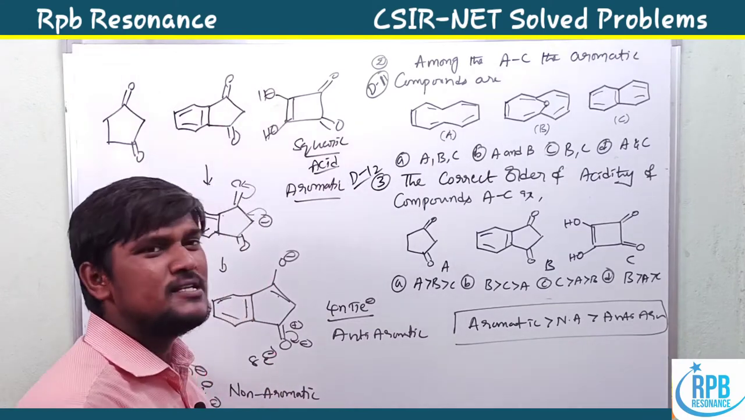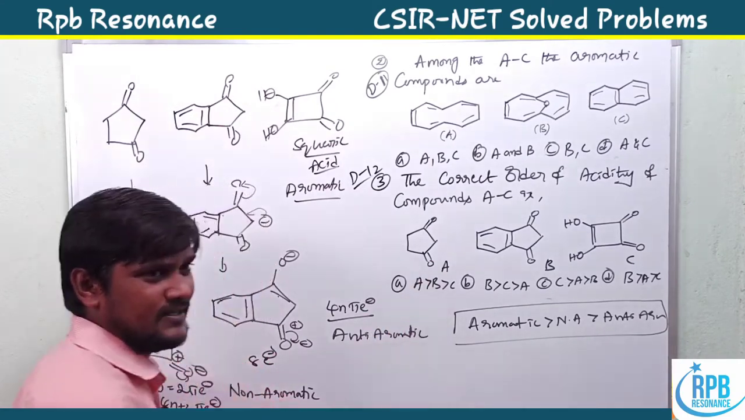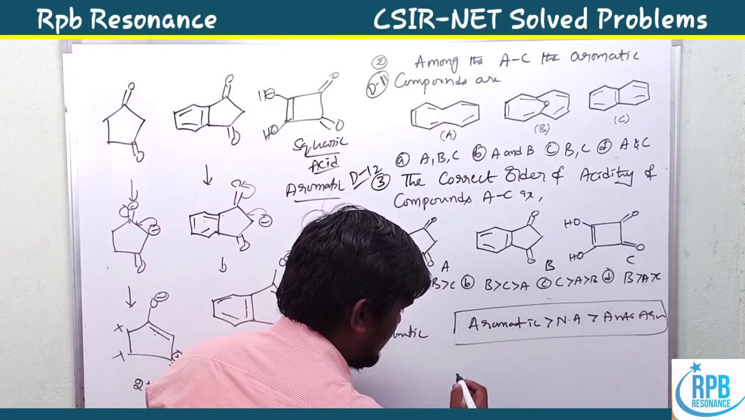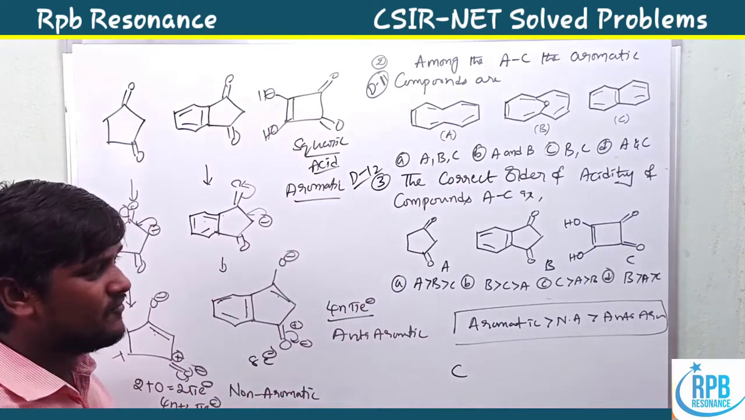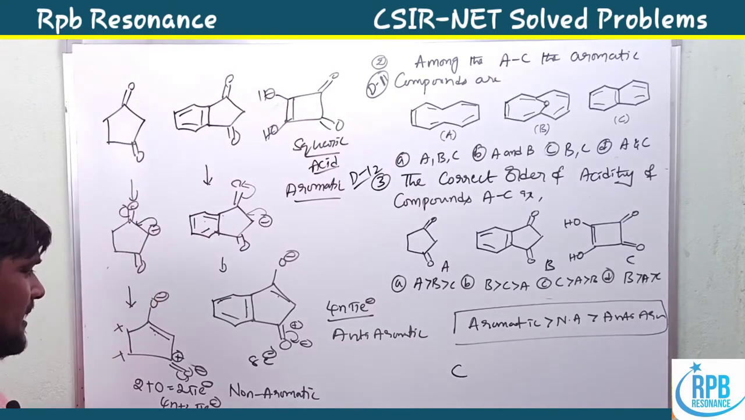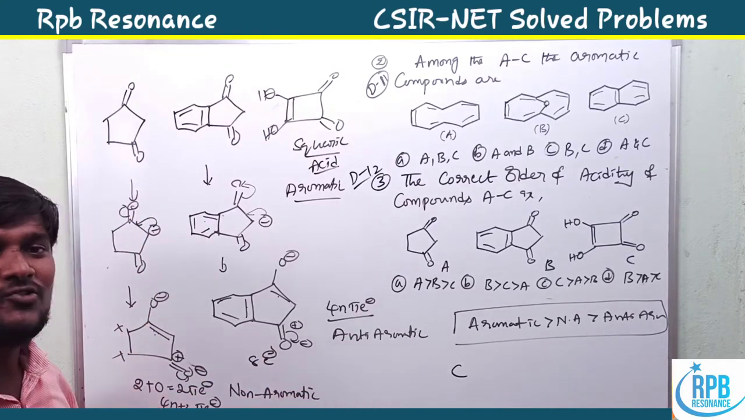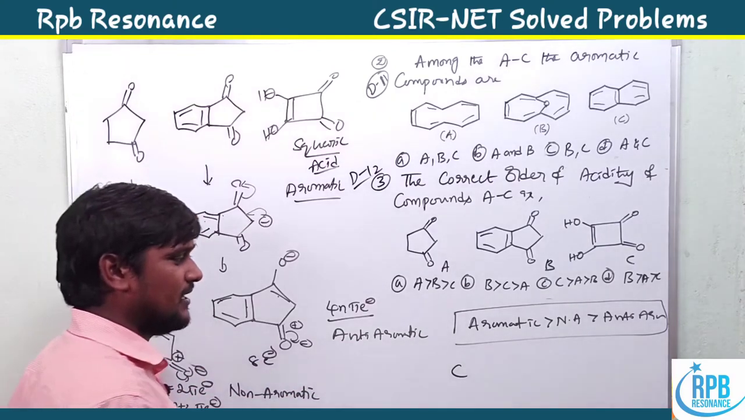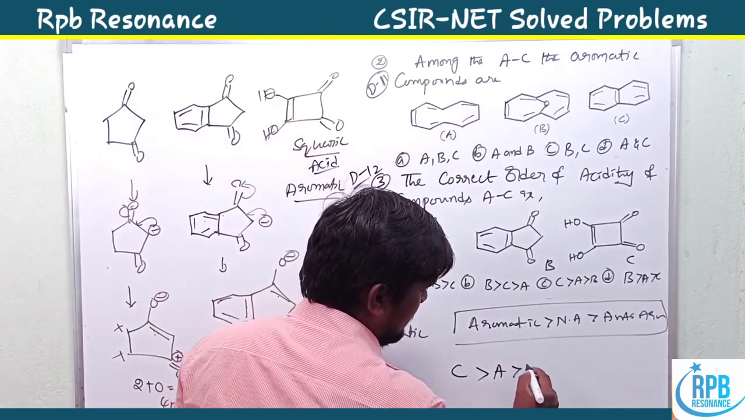Among these three, which is aromatic in nature? So the squaric acid is aromatic in nature. Then after, which is the non-aromatic system? So the first, A or B, A is the non-aromatic, but B is the anti-aromatic. So the non-aromatic is more stable than the anti-aromatic. So that's why A is greater than B.